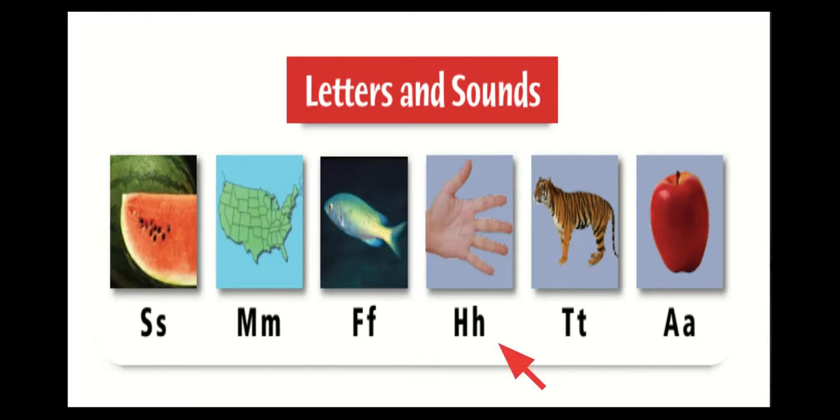The next letter is called H. Repeat after me. H. H. This letter makes the sound. Repeat after me. This letter is called T. Please repeat. T. T. It makes the sound T. Repeat after me.